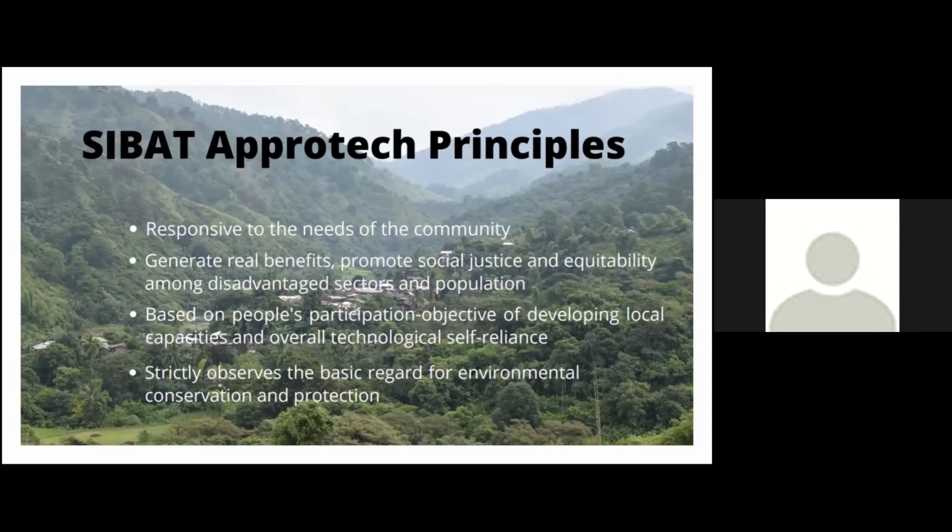Next, it's based on people's participation, developing local capacities and overall technological self-reliance, which means the people participate in designing the system, operating and sustaining the system in the context of a community-based framework. And lastly, it strictly observes the basic regard for environmental conservation and protection, particularly in watershed protection and conservation necessary for the MHP systems and water supplies for their domestic and irrigation usage. Next slide, please.